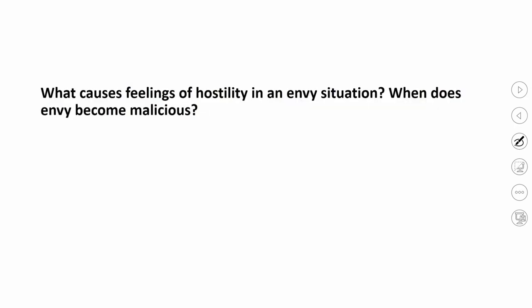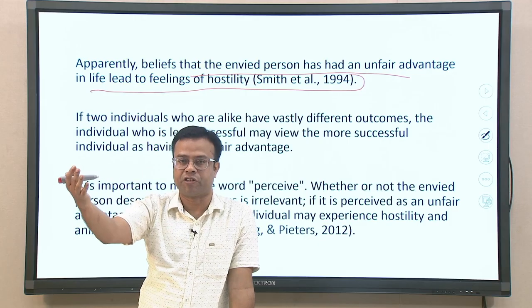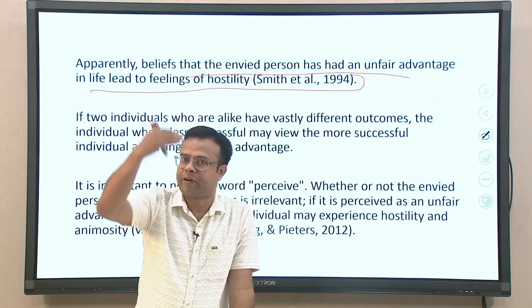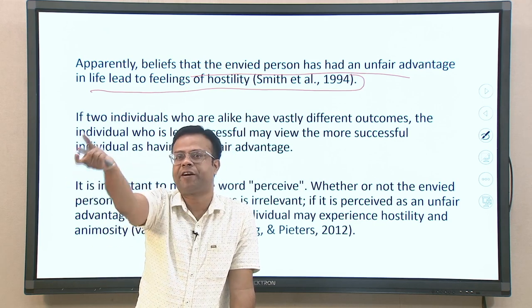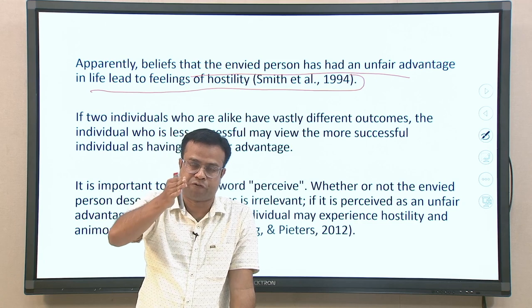So, what causes the feelings of hostility in an envy situation? Why in one case does the envy become malicious and in another case it is just a benign kind of envy? What factors determine that? Some of the research shows that believing the envied person has had an unfair advantage in life leads to the feeling of hostility. Whenever people feel that the other person got ahead of them because of some unfair advantages, that can lead to hostility and a lot of these negative aspects of envy.